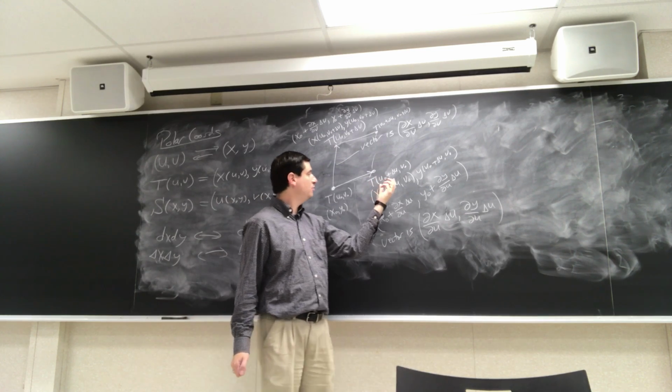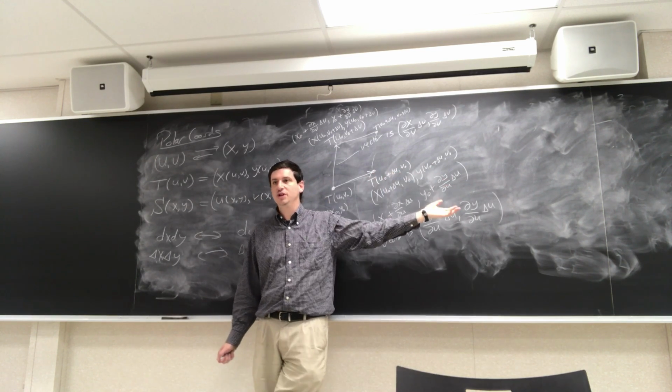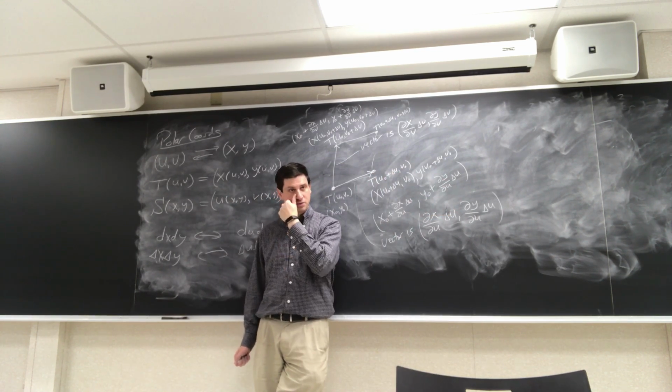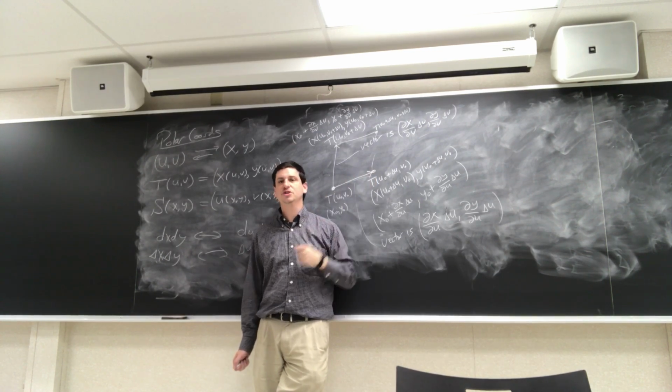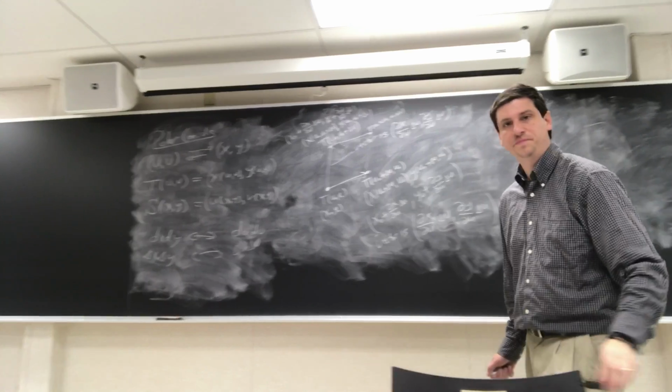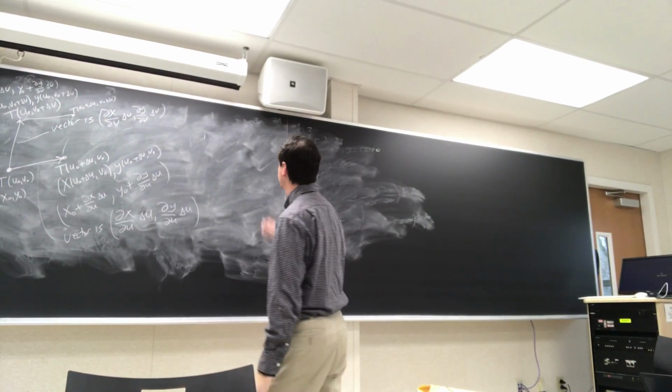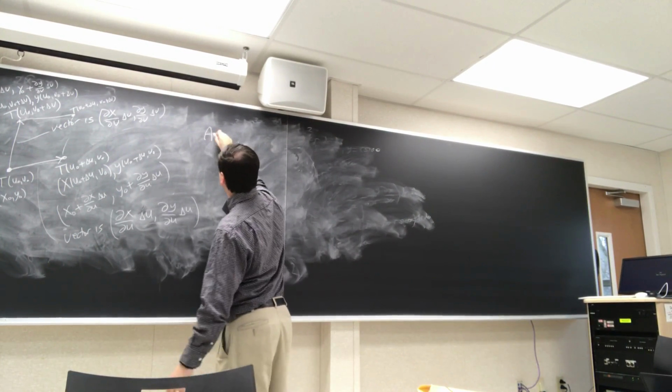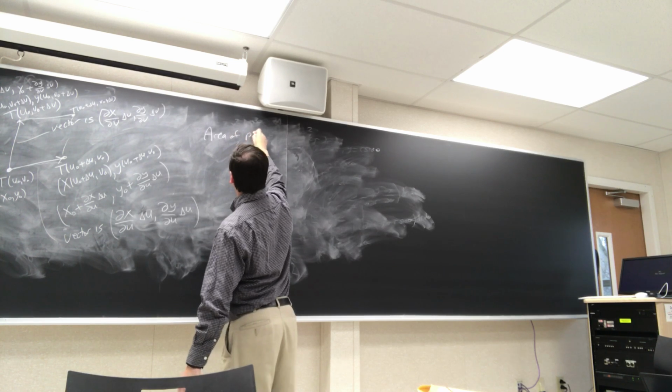So it's going to be a rectangle in UV space, delta u, delta v. And in the xy space, it's going to be a little bit different. It's going to be a parallelogram. Well, we know how to calculate the area of a parallelogram. So this is where we use our determinants. So the area of the parallelogram.